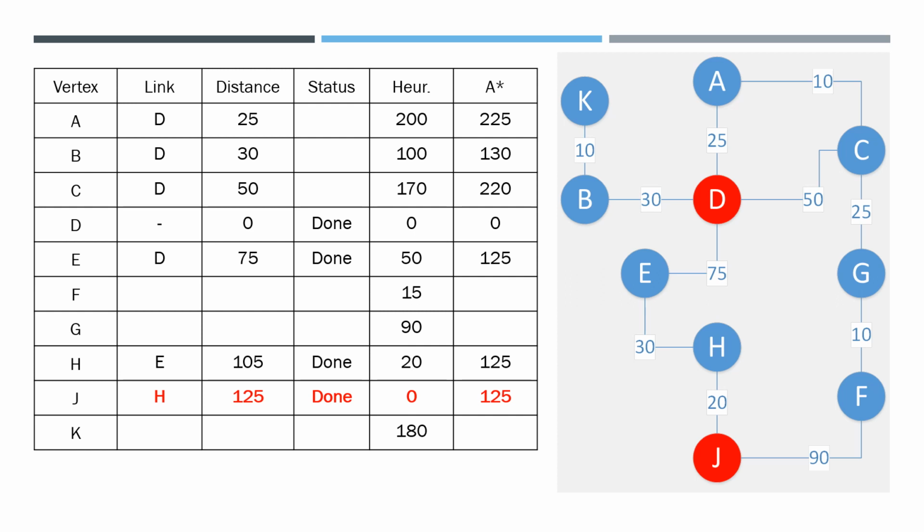I just want to reiterate this. We've ended up with the same answer. If we'd done Dijkstra, we'd have ended up with the same answer. A distance of 125 going D, E, H, J. It's just that the A star method has got us to the right answer much more efficiently with less work. Less work for us, so it's all good.